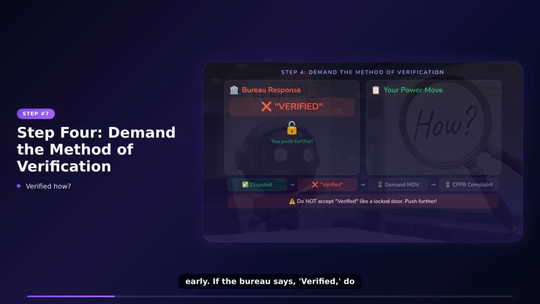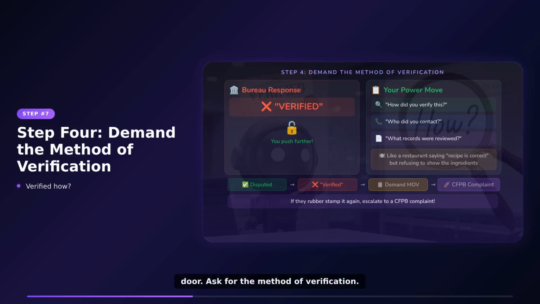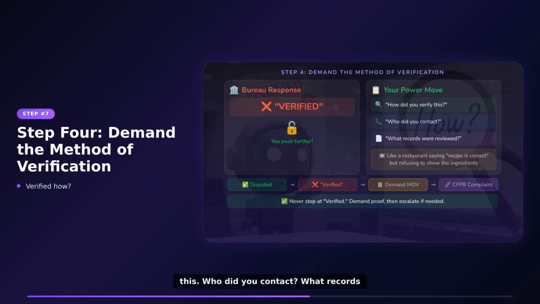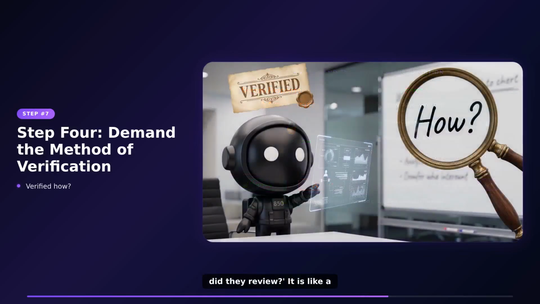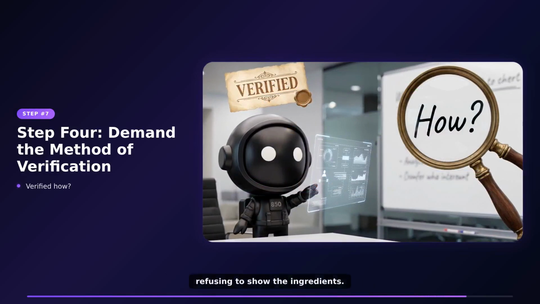Here is where many people stop too early. If the bureau says, "verified," do not just accept it like a locked door. Ask for the method of verification. That means, tell me how you checked this. Who did you contact? What records did they review? It is like a restaurant saying your recipe is correct, but refusing to show the ingredients.